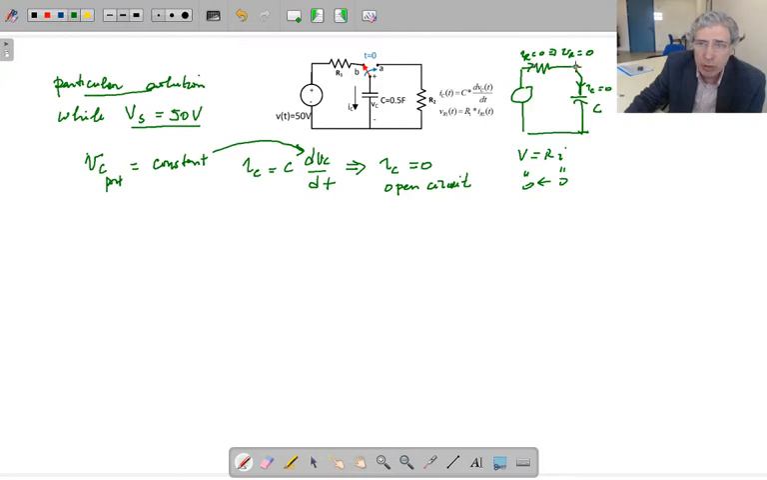If this voltage is 0, that's open circuit. Open circuit means this, isn't it? No current, so this is open. So this voltage is going to be the same as the source voltage. Why is that? Because this voltage is 0, then the voltage between those two, since this is a short circuit, is going to be 50. So the particular solution is 50 volts.